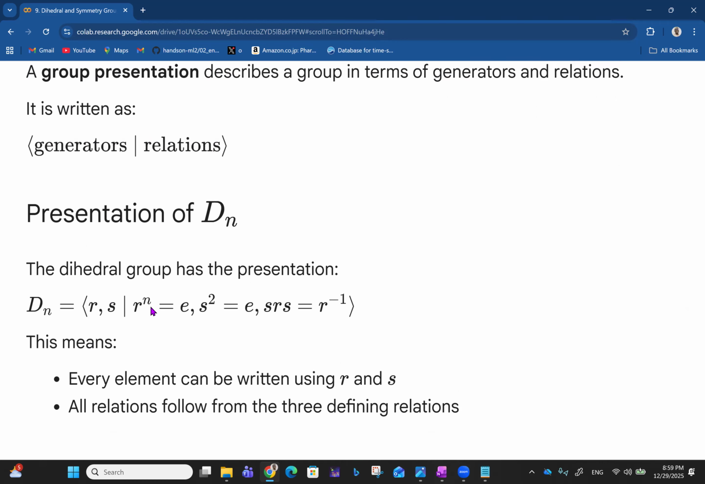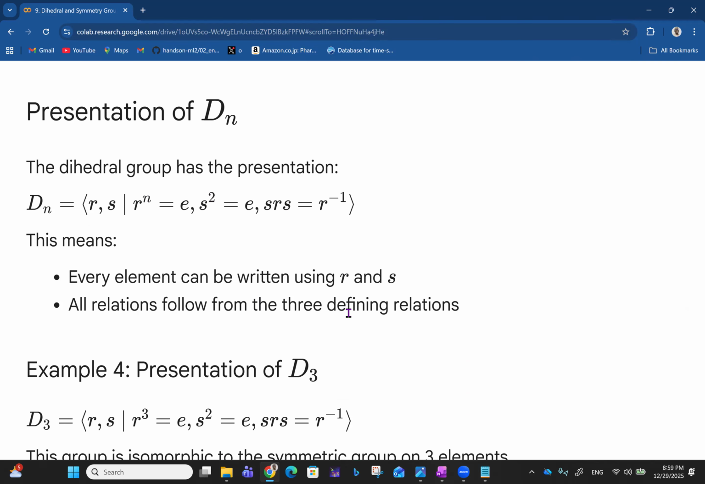and the reflections. So first of all, we know that R^n is E, is taken care of. S squared is also E. That's established. And then we know that SRS is R raised to power minus 1. So those are the presentations of Dn. This means that every element can be written using R and S. That's all we are saying. Then all relations follow from the three defining relations, right? So R^n is E, S squared is E, SRS is R minus 1.